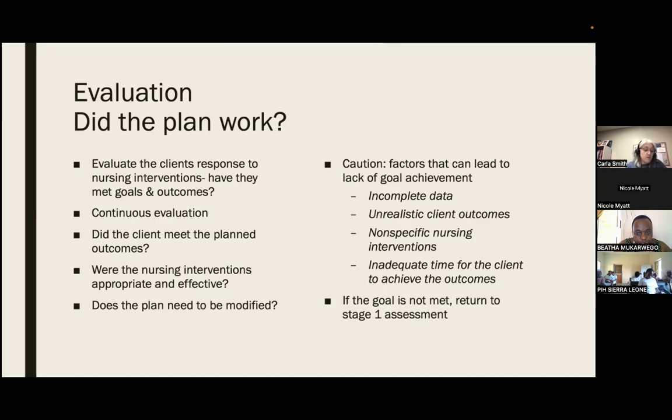Factors that can lead to a lack of goal achievement include incomplete data, unrealistic client outcomes, or non-specific nursing interventions. Also, inadequate time for that client to achieve the outcomes. If the goal is not met, you're going to return to stage 1, assessment.